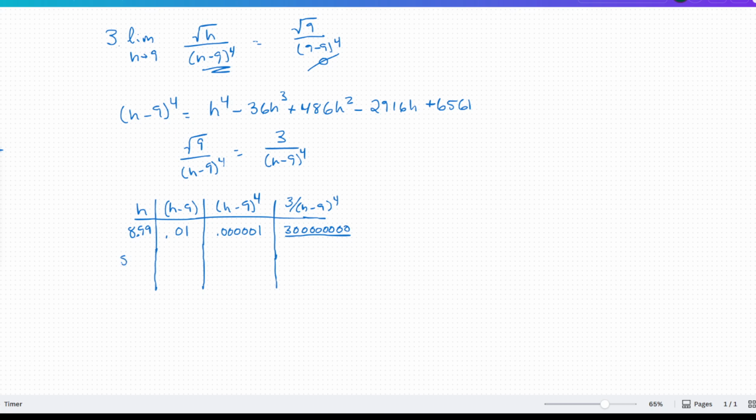So we can see what happens when we keep going closer to 9. So we have 8.999. Well, we'd have 0.001. And then that to the 4th is going to be, again, a really small number, 1 times 10 to the negative 12th. And then 3 divided by this number is going to be an even bigger number, at 3 times 10 to the 12th. And then finally, we can go 4 digits out, we get 0.0001. To the 4th is going to be 1 times 10 to the negative 16th.